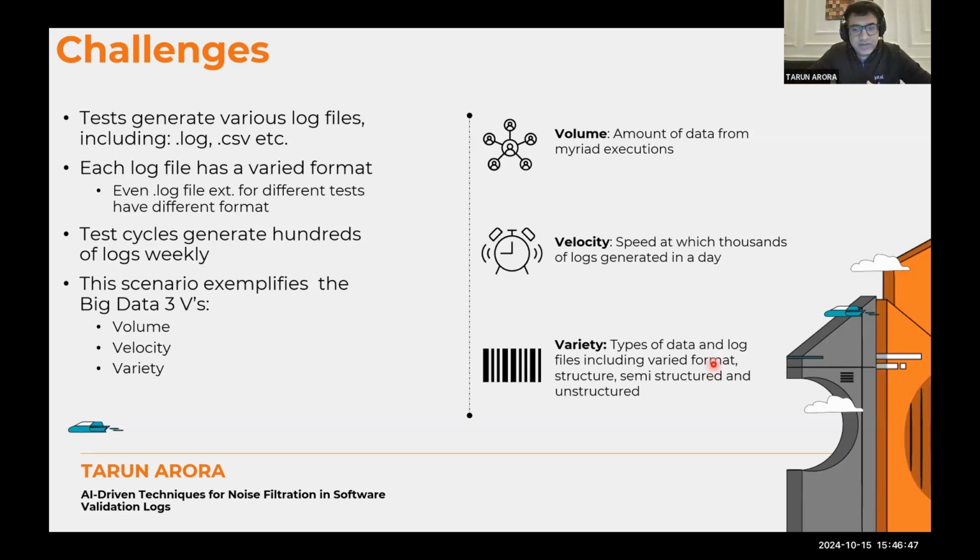Now, what is the big data 3V problem? You are talking about the volume of the data here, you're talking about the velocity of the data here, and you're talking about the veracity or the variety of data.